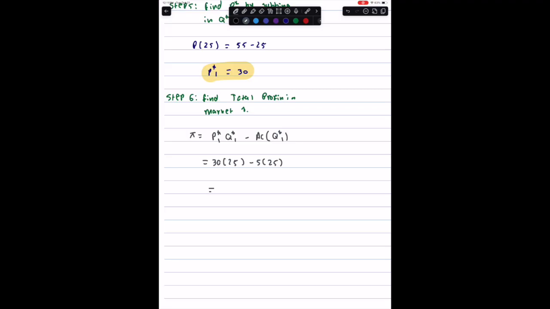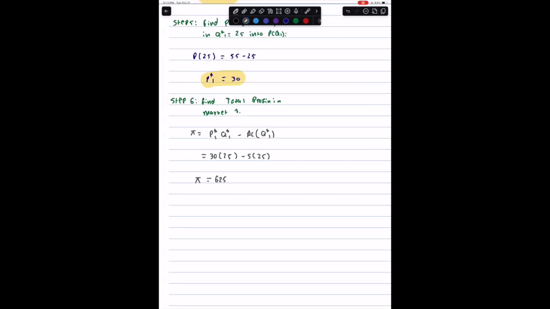It's not here. Sorry, I'm just looking for these answers. Okay, I can't find them, so we'll just use our calculator. It's fine. 30 times 25 minus 5 times 25 is just equal to 625, exactly. So profit in the first market is equal to 625.